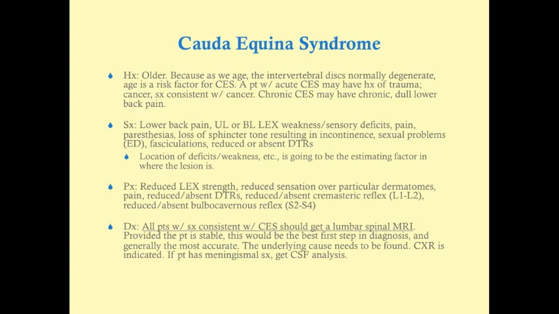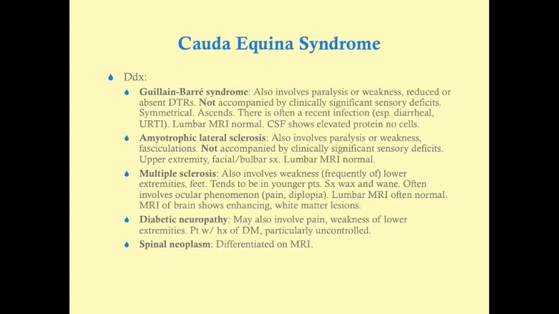The differential for Cauda Equina syndrome is going to be multiple different neurologic diseases. So Guillain-Barré syndrome also involves paralysis or weakness, and also is going to involve reduced or absent deep tendon reflexes. However, with Guillain-Barré syndrome, it's always bilateral, whereas with Cauda Equina syndrome, it may be unilateral. And with Guillain-Barré syndrome, it's not accompanied by clinically significant sensory deficits. Guillain-Barré syndrome also is sort of a subacute thing that ascends over a period of a week or 2 weeks.